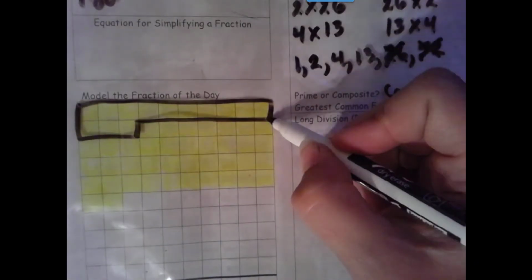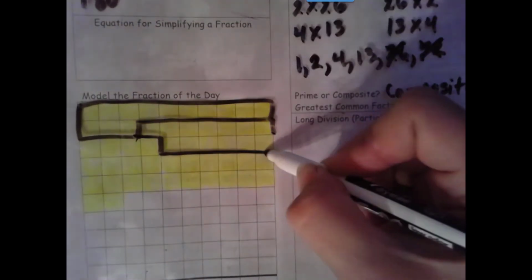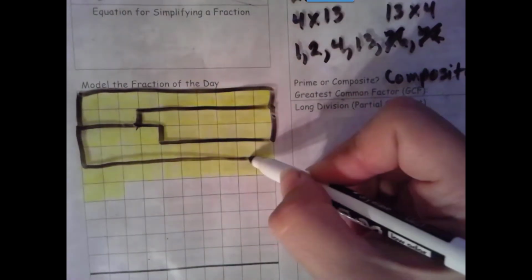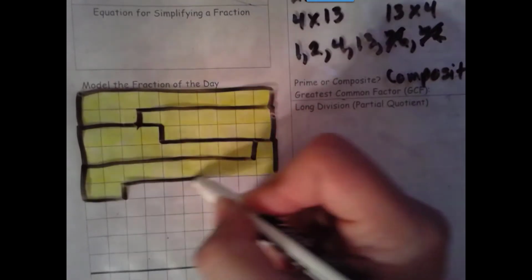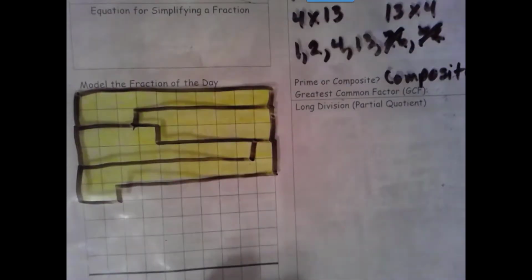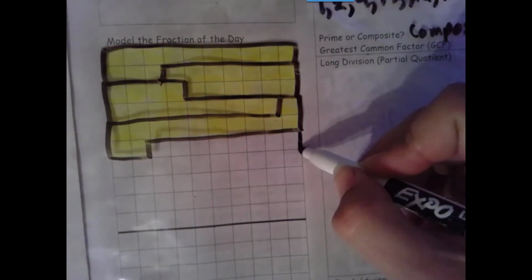And 3, let's see, 7 and 6 is 13. 4 plus 9 is 13. And 11 plus 2 is 13. Okay, so make sure your shaded is separated from your unshaded, and make sure there's 13 in each group.